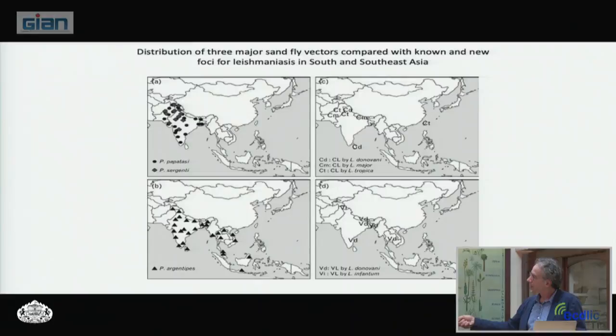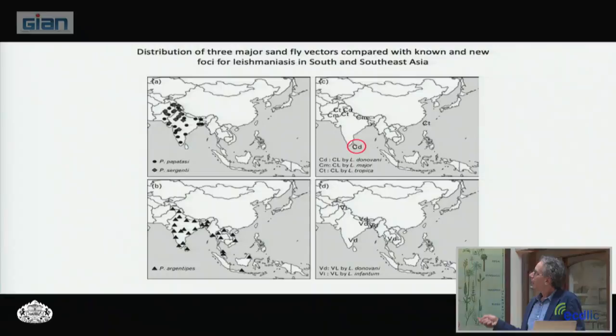So Phlebotomus argentipes, the vector of Leishmania donovani, which is the agent of visceral leishmaniasis, is found in many different parts of India, and yet visceral disease is confined again to these endemic zones in the northeast, principally Bihar, but into Bangladesh and Nepal. There is some visceral disease down here. What I want to draw your attention to is a recent finding in Sri Lanka that this is cutaneous leishmaniasis, not due to Leishmania major or tropica, but to Leishmania donovani, which had only ever been associated with visceral leishmaniasis. But in Sri Lanka, they see a lot of cutaneous disease.